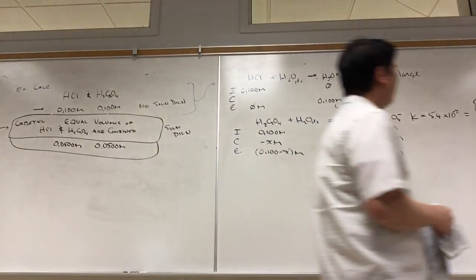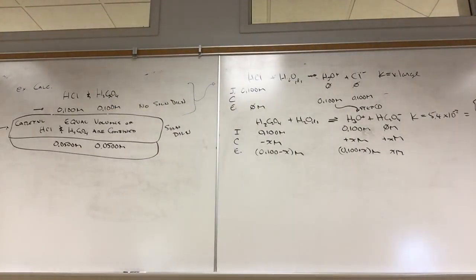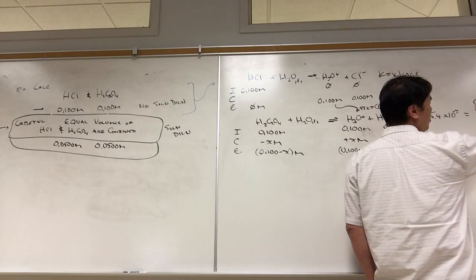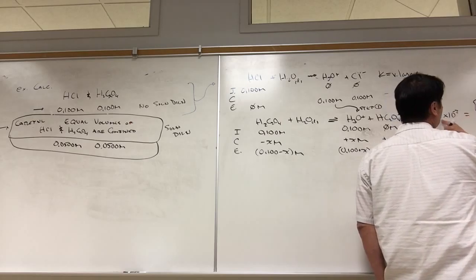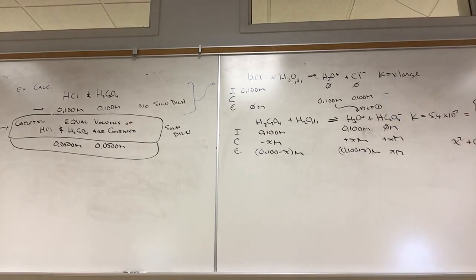All right, so if that failed, then we have to get this into quadratic form and use the quadratic equation. And so I'm going to get x squared plus 0.100x is equal to 5.4 times 10 to the minus 2 times 10 to the minus 1, which would be times 10 to the minus 3. So it's going to be 0.0054 minus 0.054x. And so we'll get this into quadratic form: x squared plus 0.154x minus 0.0054 is equal to 0.